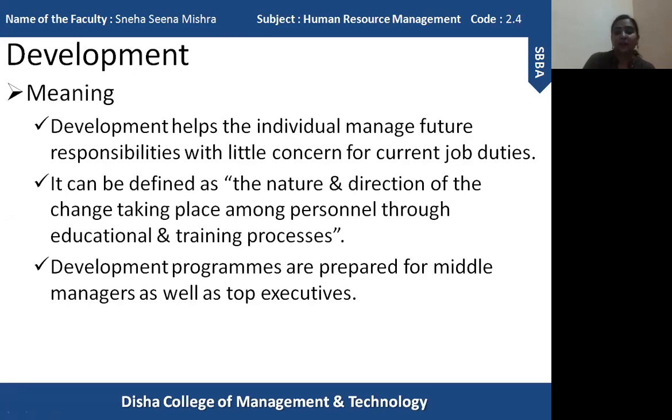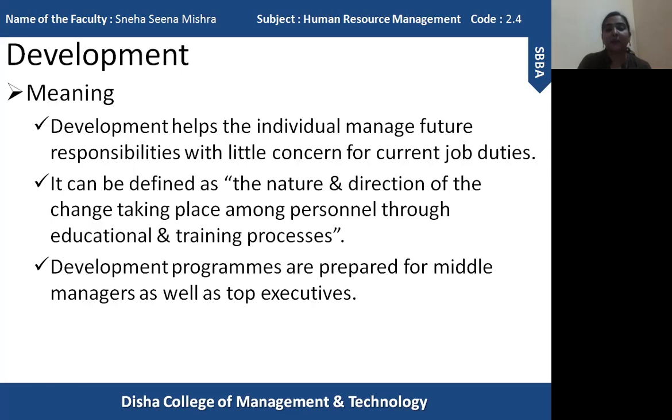So it is the nature and direction of change. Development is some kind of change. It is one kind of improvement that is provided through education and training processes. Different kinds of training processes are included. At the same time, a high level of education is also provided. So it is a different nature and direction of the change that takes place within the employees, within the candidates, through education and training processes.